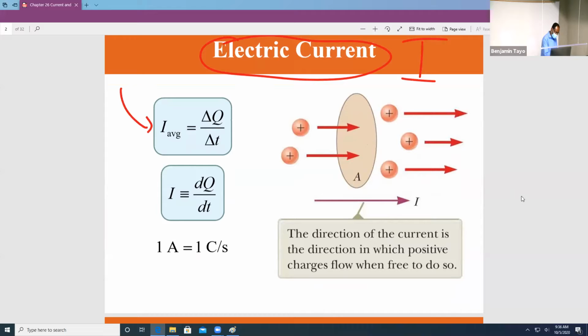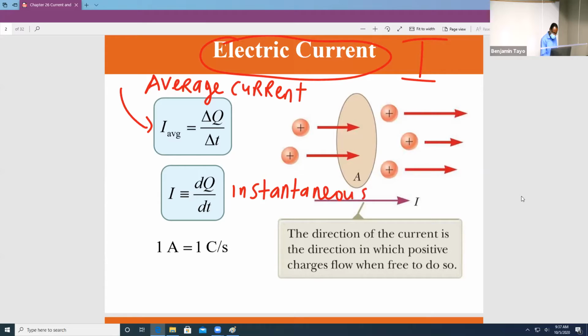So one equation is called the average. And this is called the instantaneous. So you can see that the current is going to be measured in a unit called the amps. 1 amp is just equal to 1 coulomb per second.